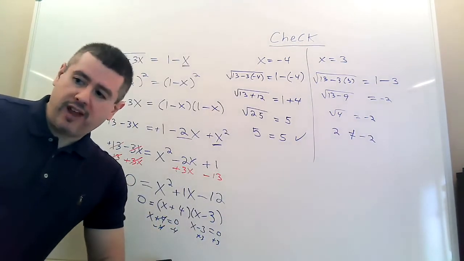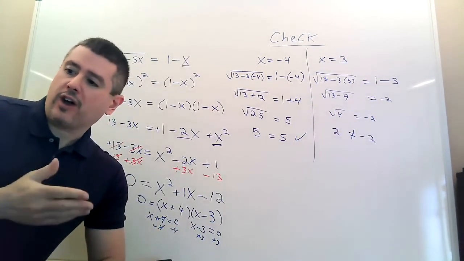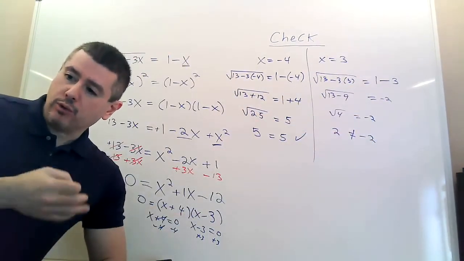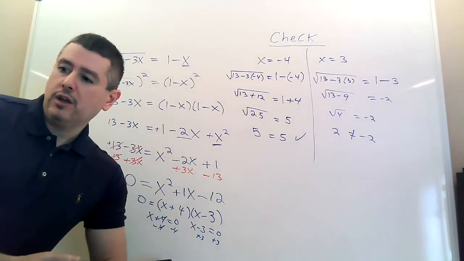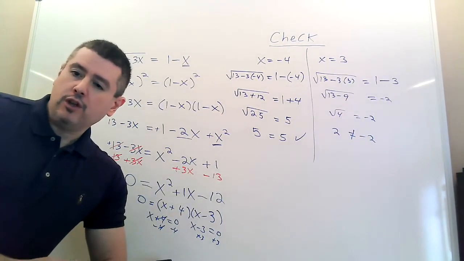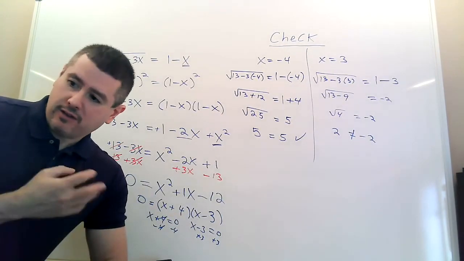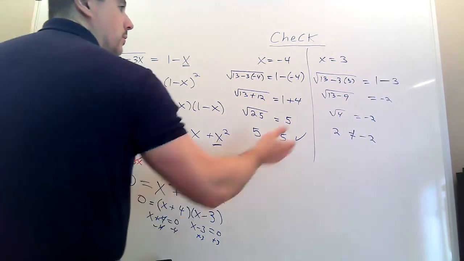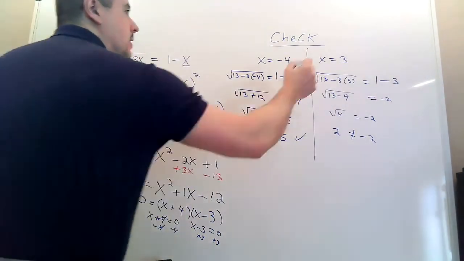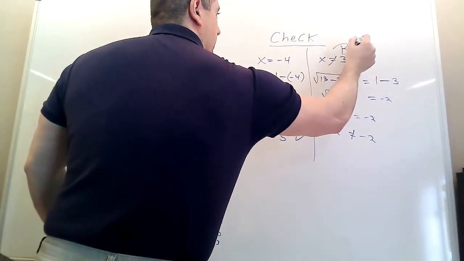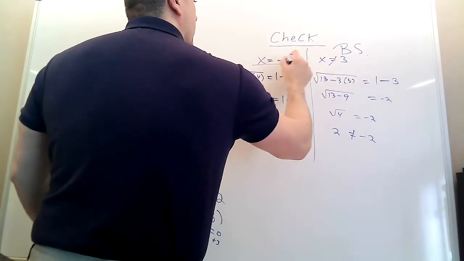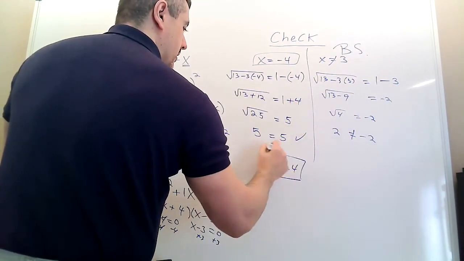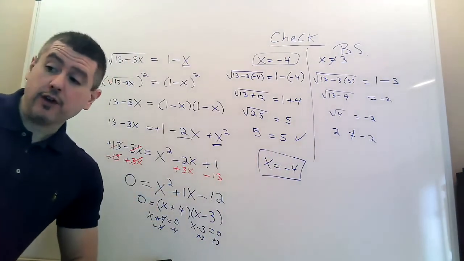So this will always happen. You'll see that one of the sides comes out to be a negative. And the radical is always defined to be the positive root. You know, the square root of 4 is not negative 2. Square root of 9 is not negative 3. This isn't how it works. The square root is always a positive number. So this one failed. So we write BS on it for bogus solution. This one worked. So all we got is one answer. Negative 4.